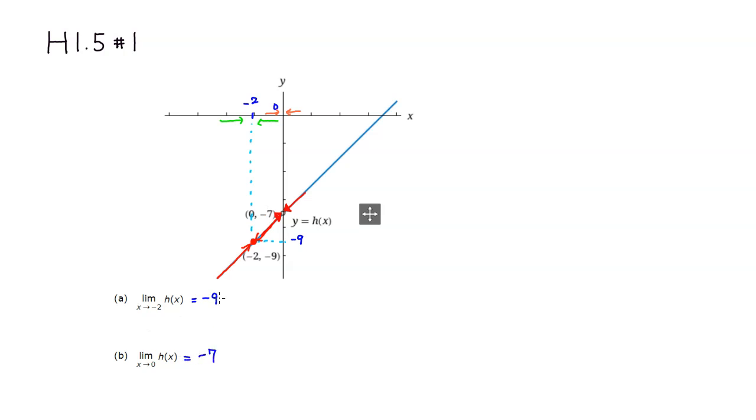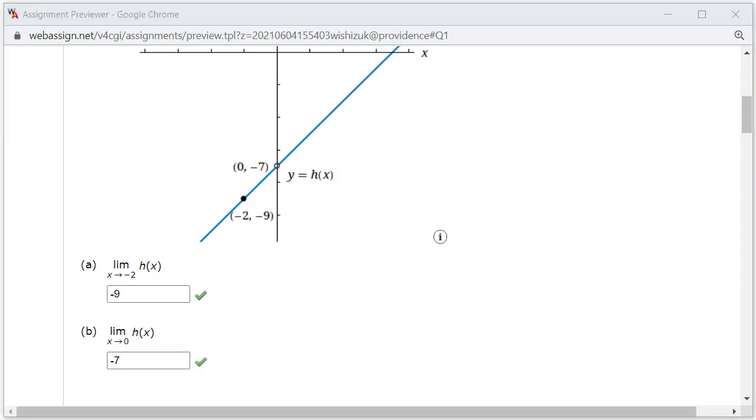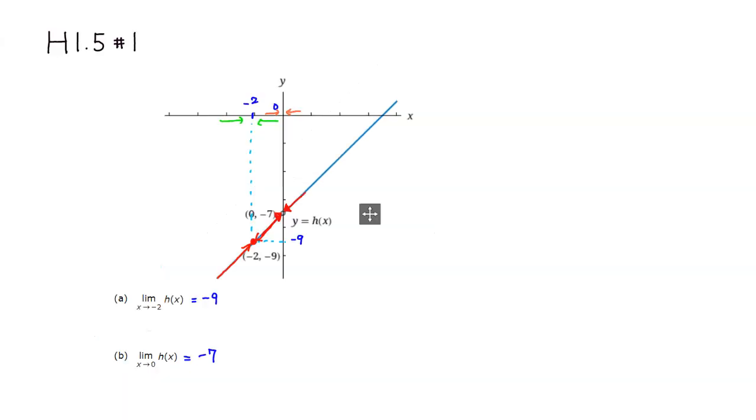-7. So let's type it in. We have -7. Let's check the answer. I came back and it looks like we got this one correctly. That's it. I hope that this was clear.